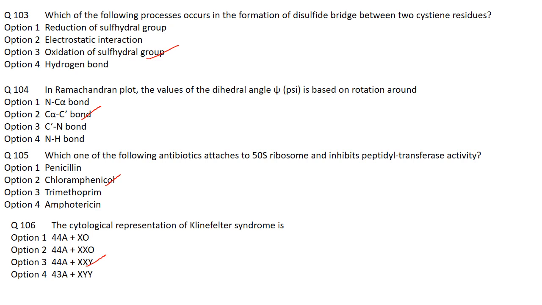Then next one. In Ramachandran plot, the values of the dihedral angle psi is based on the rotation around the C alpha C bond. Answer is option 2. Then next one. Which one of the following antibiotics attaches to 50S ribosome and inhibits peptide transferase activity? It is chloramphenicol. Answer is option 2. The cytological representation of Klinefelter syndrome is 44A XXY. Answer is option 3.